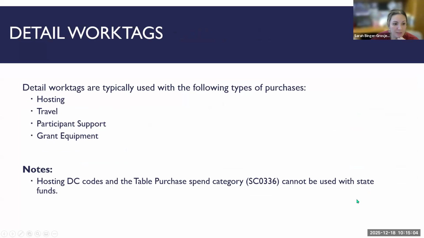Now with detail work tags, these are things that are typically used with purchases like hosting, travel, participant support, and grant equipment. These are ones that the department may want to use to track specific purchases. For grants, if something is going to be capitalized, there's a detail work tag specific to that. Again, it's used for reporting purposes. Hosting detail codes and the table purchase spend category, I do want to make a special note that they cannot be used for state funds.